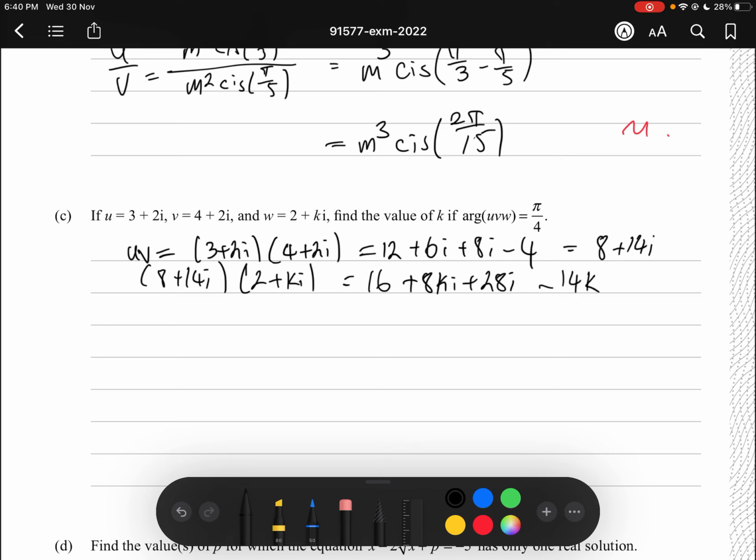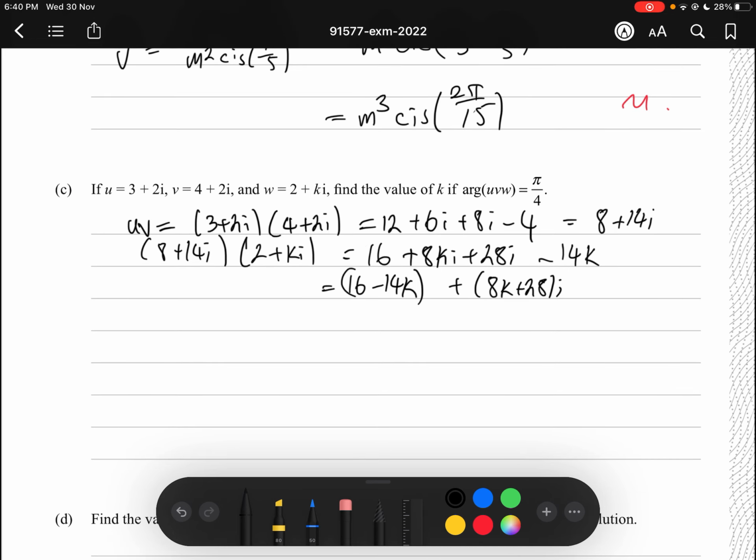So in this case, let's group the real parts together and the imaginary parts together. So this equals 16 minus 14k, added to 8k plus 28i. Now this is the expression for uvw, and we want to find the value of k given that the argument is pi over 4.